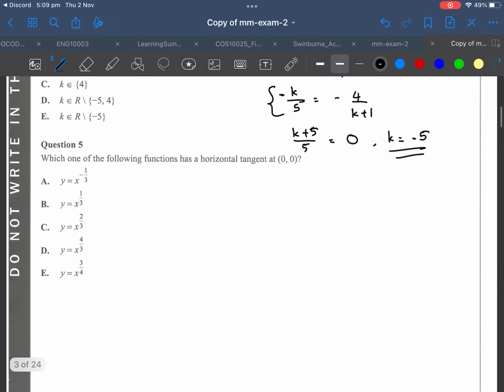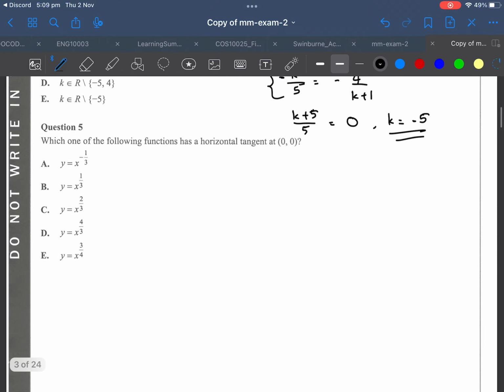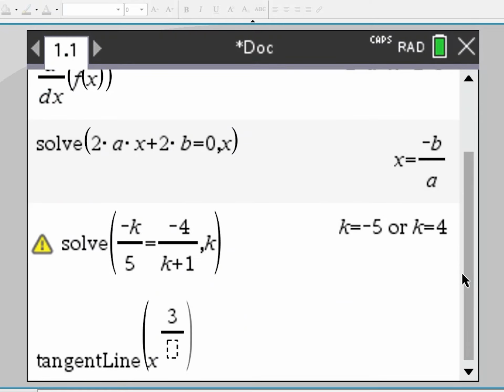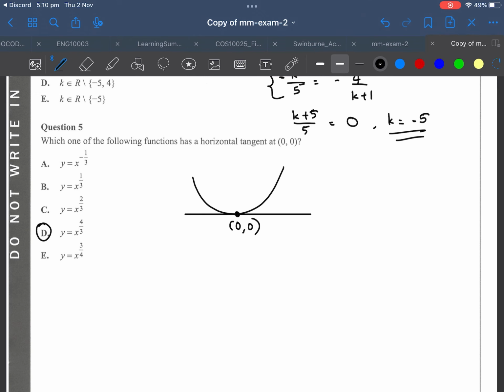Okay, which one of the following functions has a horizontal tangent at 0, 0? So horizontal tangent at 0, 0 means that our graph would look something like this, and our tangent would be here, where this is going to be the origin. So what I'm going to do is use the tangent line function and see which one of the following will give us the right answer. So let's start off with option C, menu for 9. So the answer is going to be D.